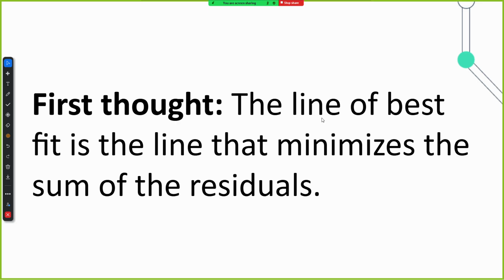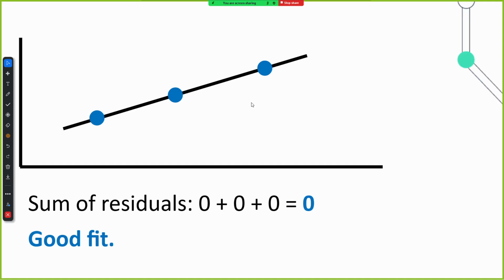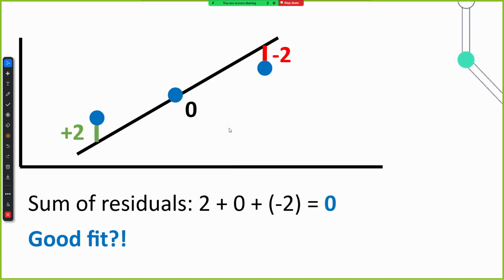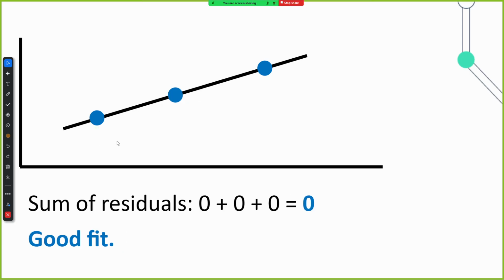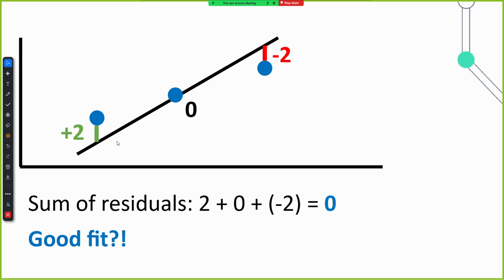Now, the first thought that everyone should be having, which I also mentioned earlier, is that the best fit of the line is the one that minimizes the residuals, right? So what we should really be doing is summing up the residuals and seeing, oh wow, this one has a sum of 0. That means it's a good fit. Here, the sum of the residuals is also 0. Wait a minute. Does that mean it's a good fit? It doesn't look like a good fit.